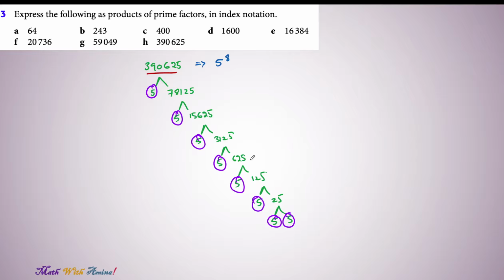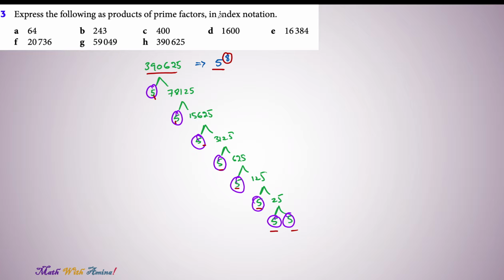Once the prime numbers are identified, then we see how many times these repeated prime numbers appear in multiplication. So since we know it is 5, 5 will be written as the base value. Then we count the number of times it appears in multiplication. So 1, 2, 3, 4, 5, 6, 7, 8. So 5 appears 8 times in multiplication. Therefore the index value would be 8. So we were able to express the following as a product of prime factors in index notation. That was all for this question.